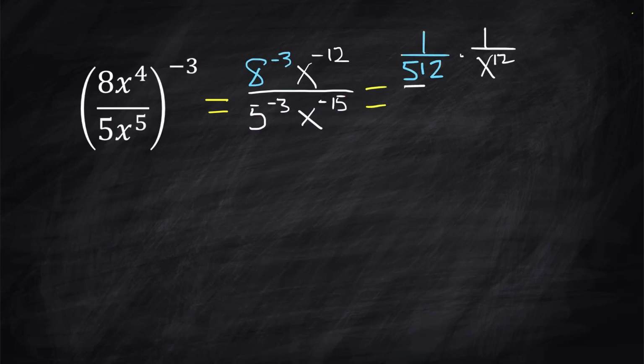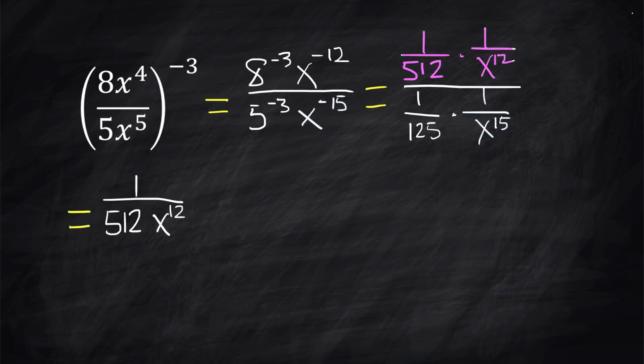1 over 8 cubed is really 1 over 512 because 8 times 8 times 8 is 512, times 1 over x to the 12th power. All of that is being divided by 1 over 5 cubed. 5 times 5 times 5 is 125, times 1 over x to the 15th. Let's do a couple steps in one. The numerator, I'm going to multiply those and then just recopy it. We end up with 1 over 512 times x to the 12th.